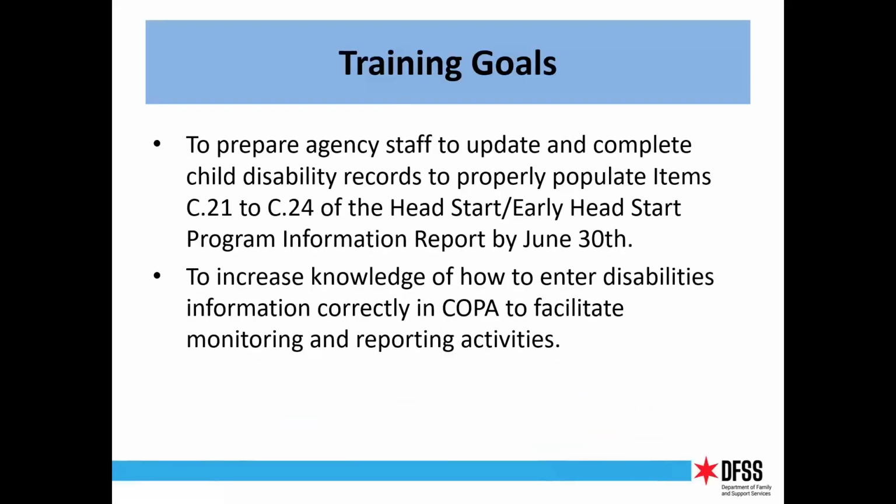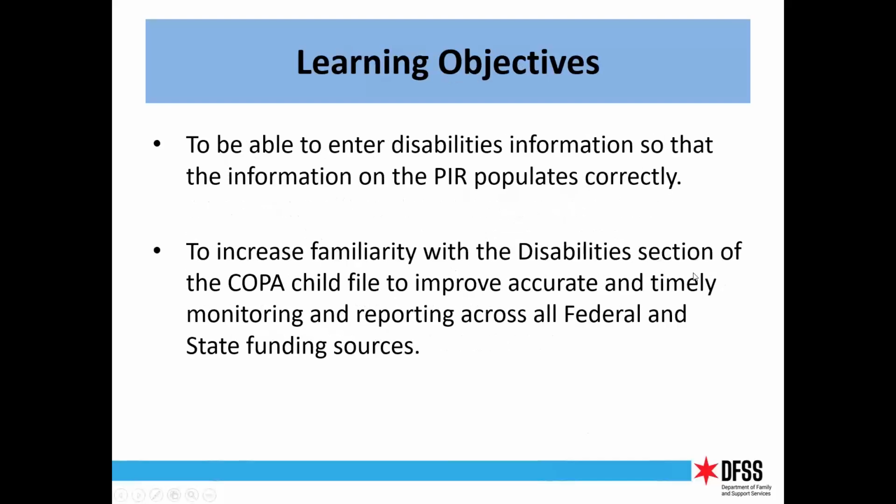The goal of this training is to help everybody update and complete the disability records so that we can have a provisional PIR ready at the end of the month to satisfy our funders and to increase knowledge of how to enter disabilities correctly in COPA in general to help us with the monitoring and reporting activities. So we've got two key objectives here: to be able to enter the information so that it populates the PIR, and to increase everyone's familiarity with the new PIR, with the new disability section in the child file, which is going to improve reporting both to HHS, but also for PFA and PI to ISB.